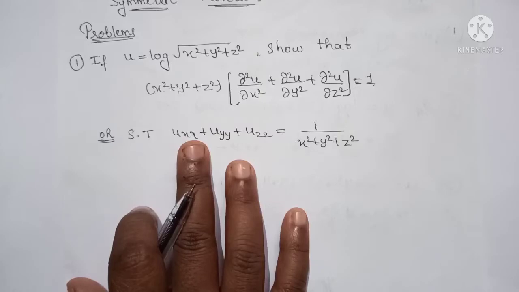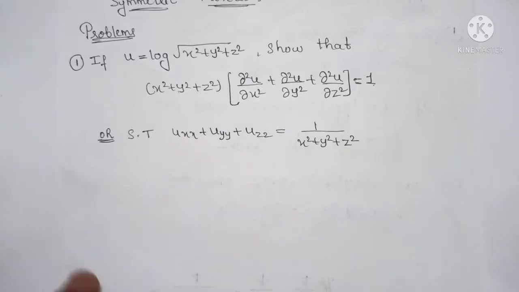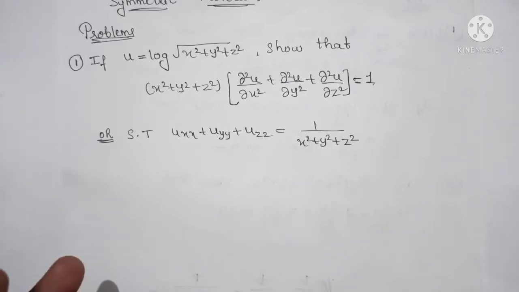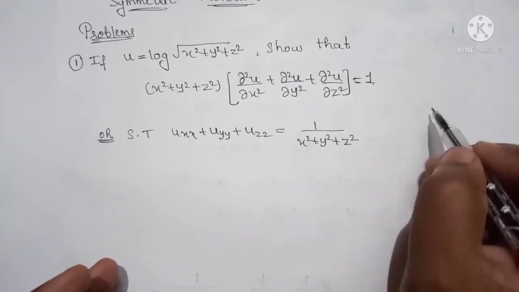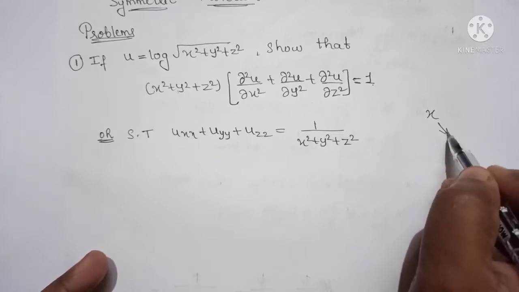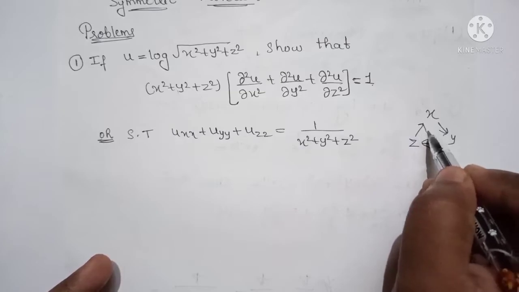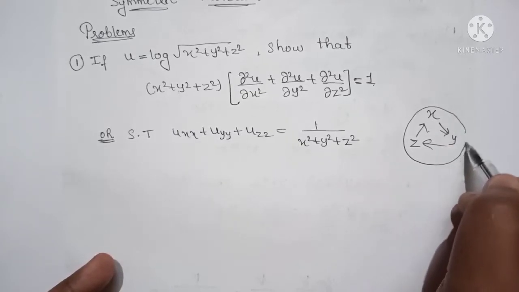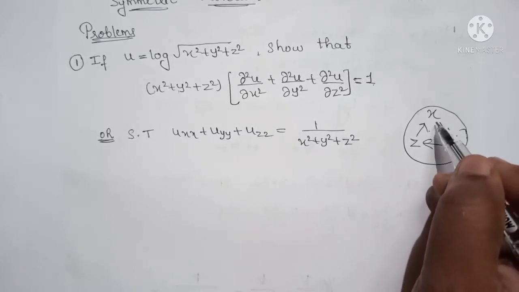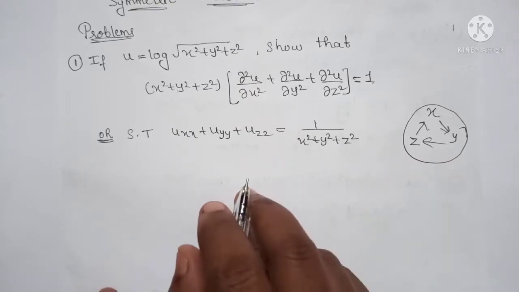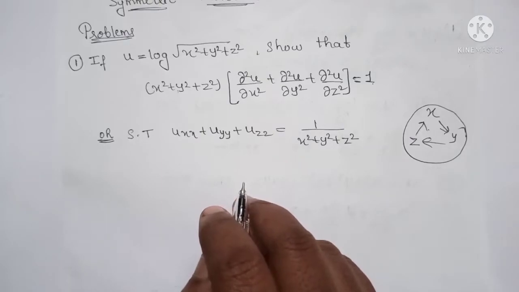Symmetric functions are nothing but, in the given function, if you replace the x, y and z terms cyclically, then you will get the same function. That is, x is replaced by y, y is replaced by z and z is replaced by x in the case of functions of three variables. If you replace all these in the cyclic manner and you get the same answer, that type of function is called a symmetric function.